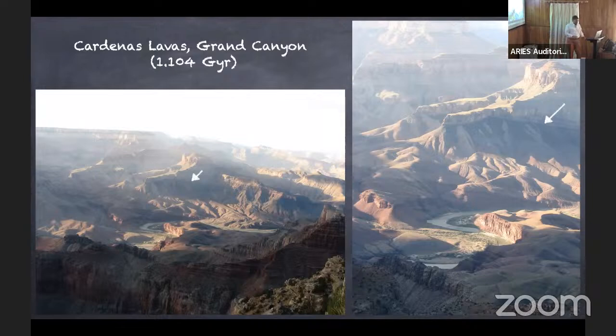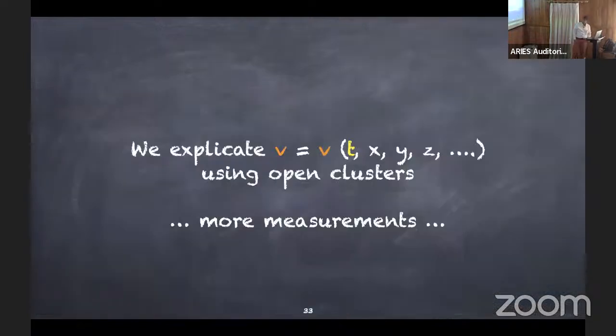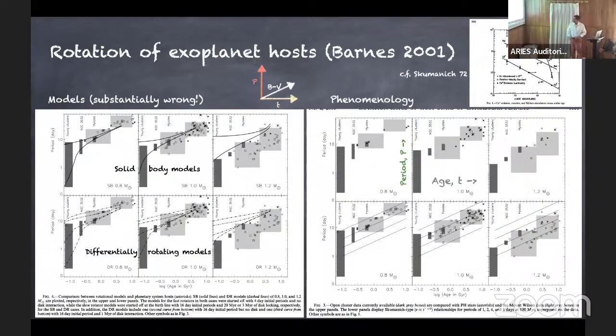And you realize then that you have an isochrone over here. All the rock above it is younger. All the rock below it is older. That's what an open cluster does for you in astronomy. It separates younger and older stars. And you can explicate that using a series of open clusters. And so if you're in an observatory, you go and measure every open cluster you possibly can. It's dead boring stuff, but someone has to do it.